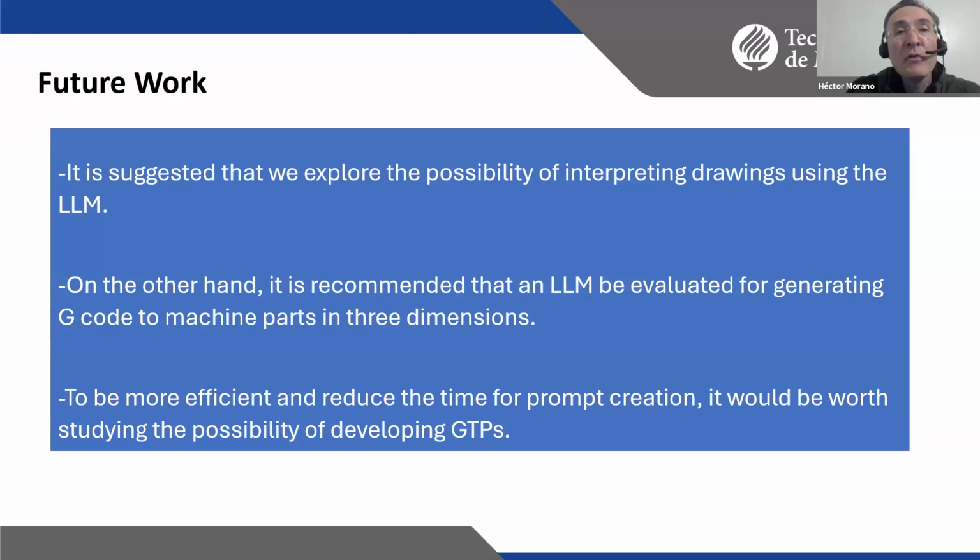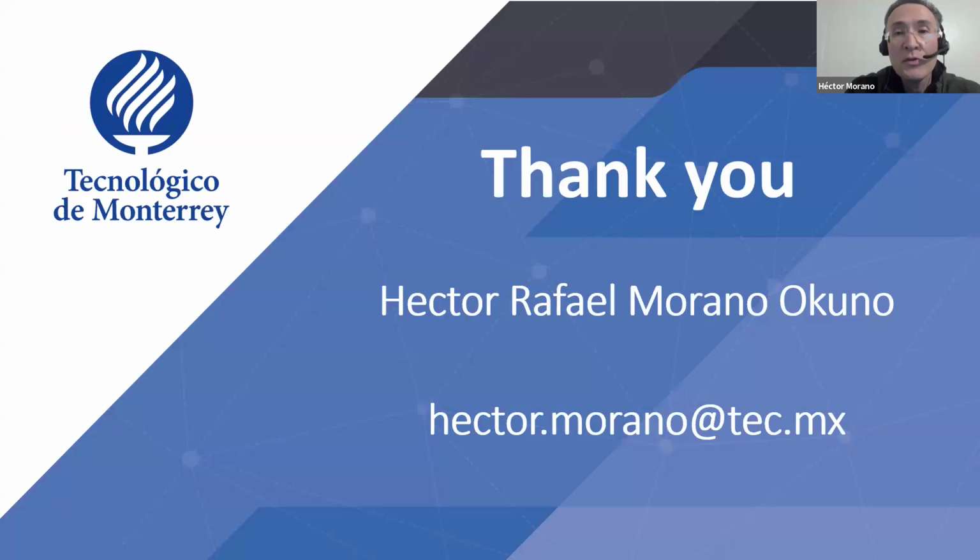On the other hand, it is recommended that an LLM be evaluated for generating G code to machine parts in 3 dimensions and for manufacturing parts on other CNC machines such as a CNC lathe. And finally, to be more efficient and reduce the time for prompt creation, it would be worth studying the possibility of developing GPTs oriented to generating G code for machining parts. This would automate the process of specifying the manufacturing operations and their parameters. So this is all. Thank you for your attention.